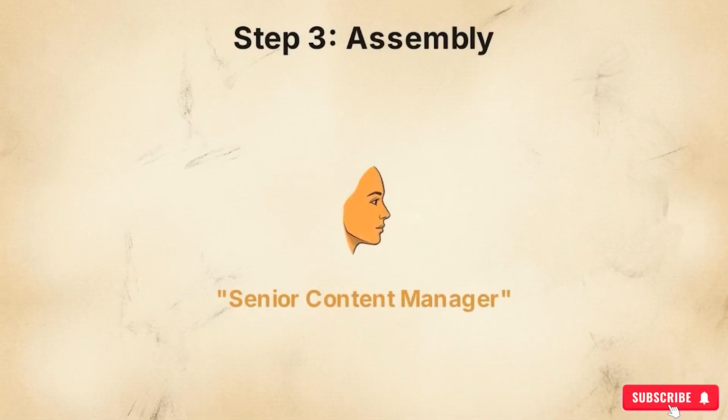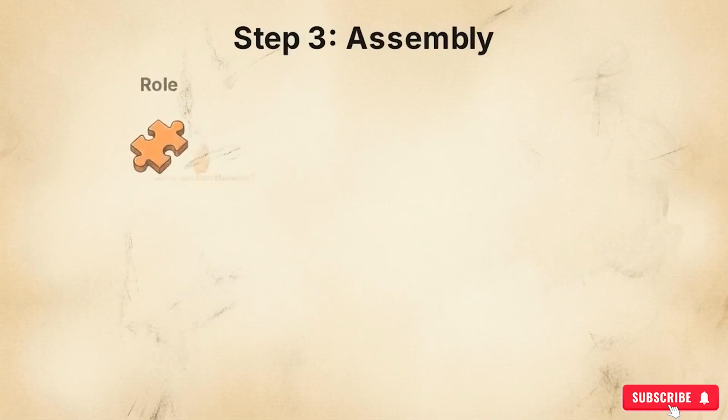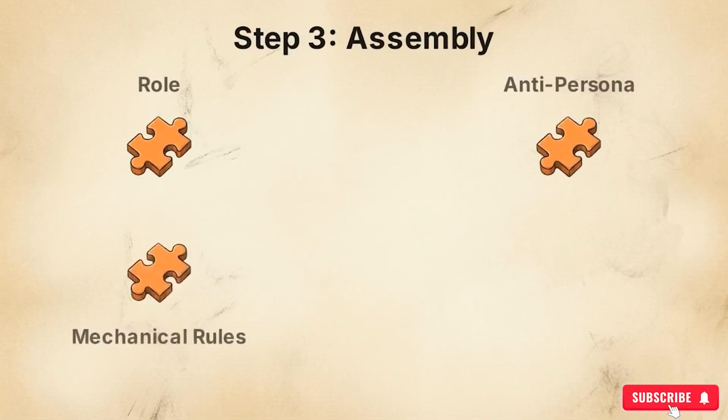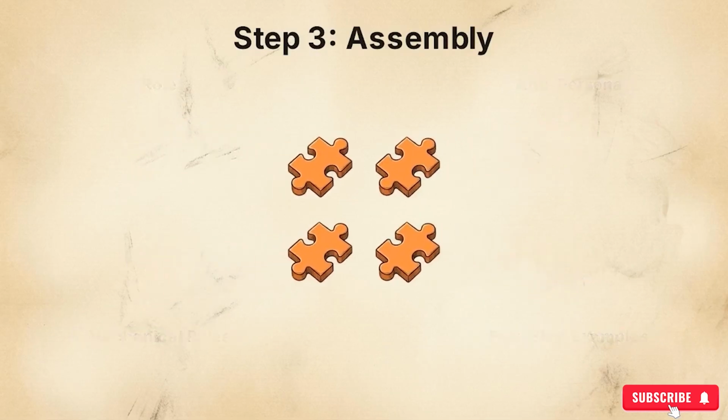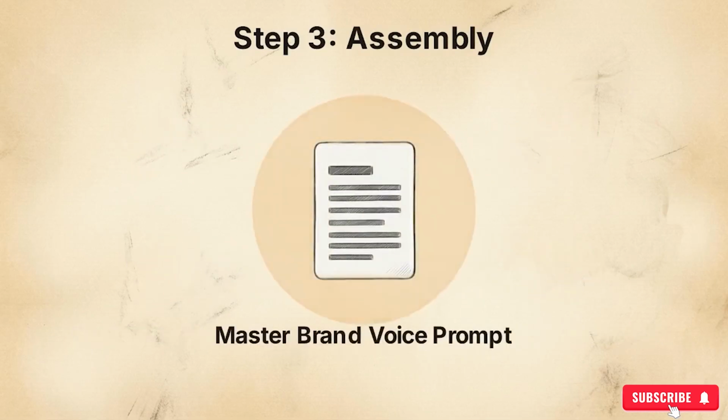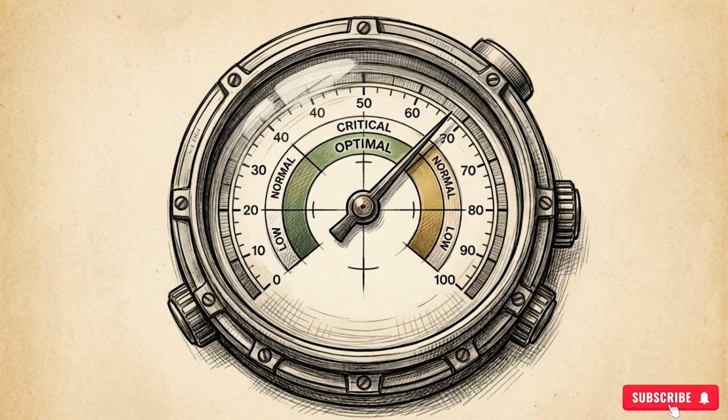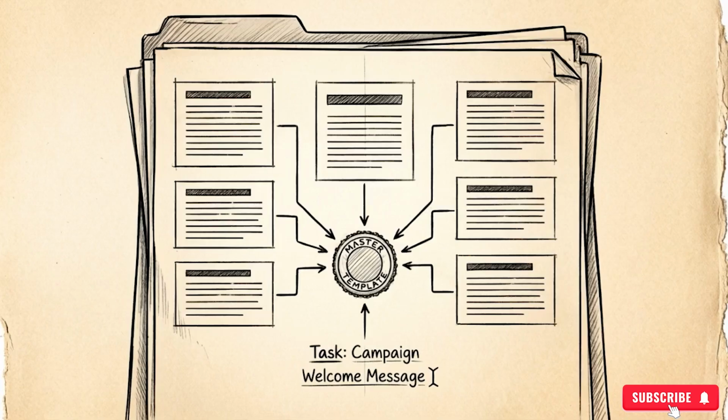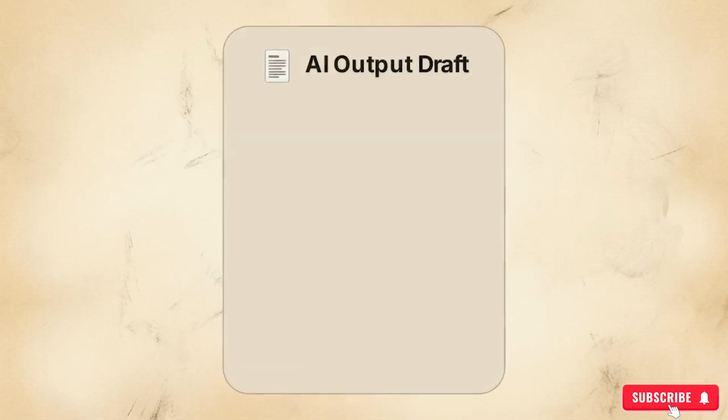Step 3 is assembly. You'll begin by assigning the AI a specific role, the persona the AI should inhabit, such as senior content manager. Combine that with your anti-persona boundaries, mechanical rules, and few-shot examples into one master document. Now you must run a calibration test. Paste your master template into your AI tool, followed by a request for a short, specific piece of content, like a 100-word introductory email. Read the output carefully.